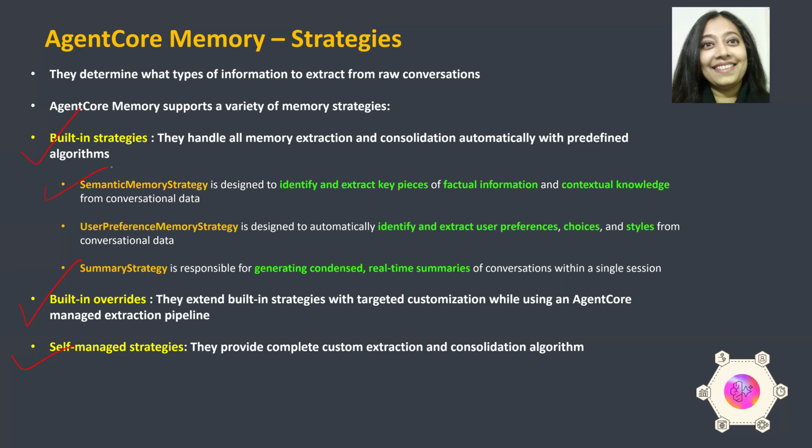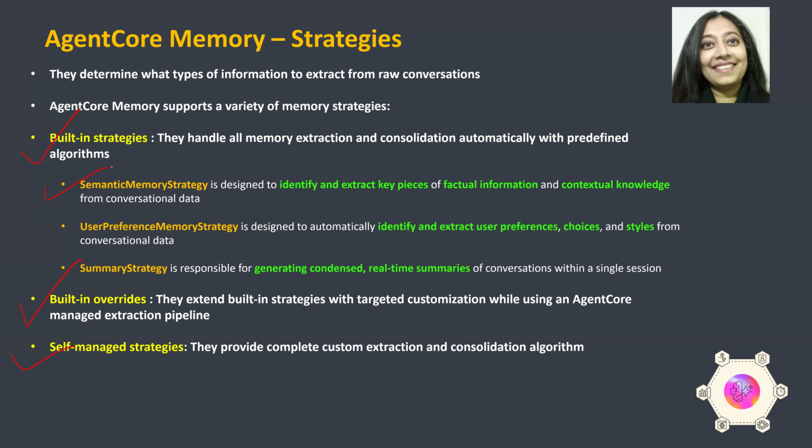Then come user preferences. As the name suggests, it's about user preferences. I know you like chocolates or you like vanilla ice cream or somebody likes burgers. I like pancakes. So you have to remember that I like pancakes, by the way. That's what user preference memory is all about. We are basically remembering what those user preferences are, what those choices are, what those styles are.